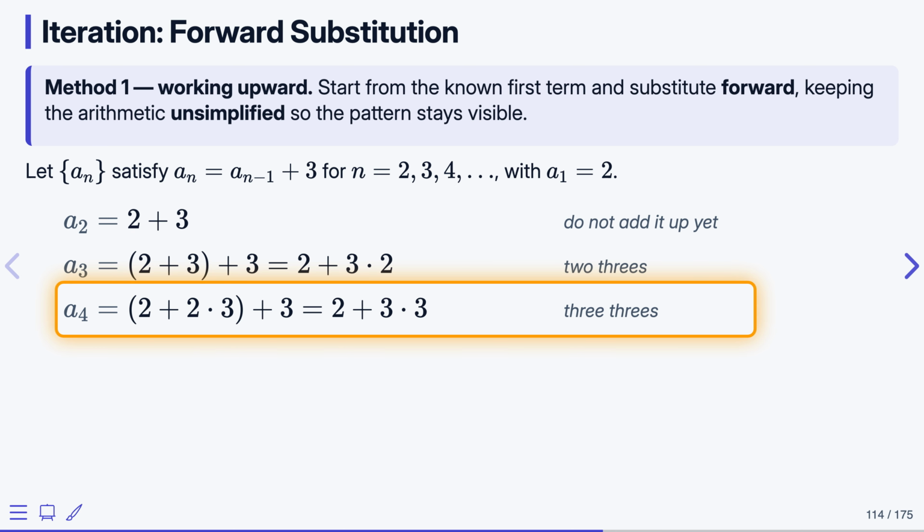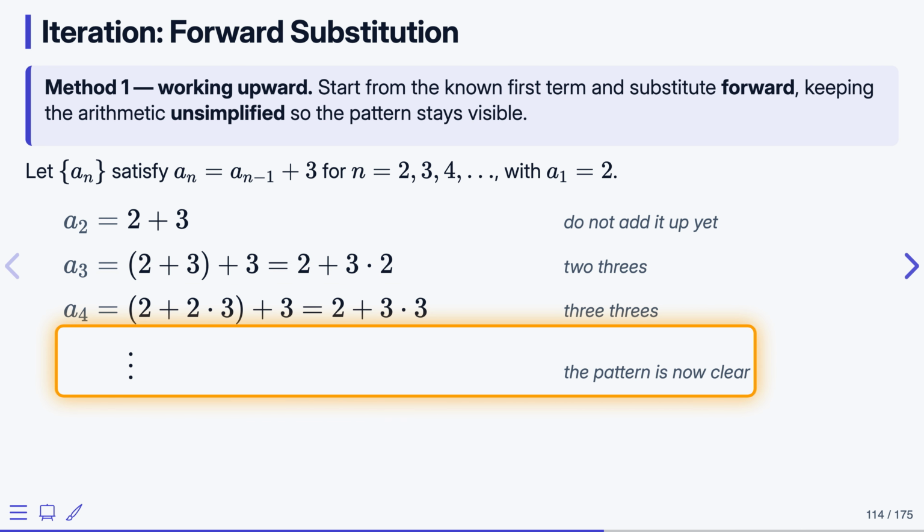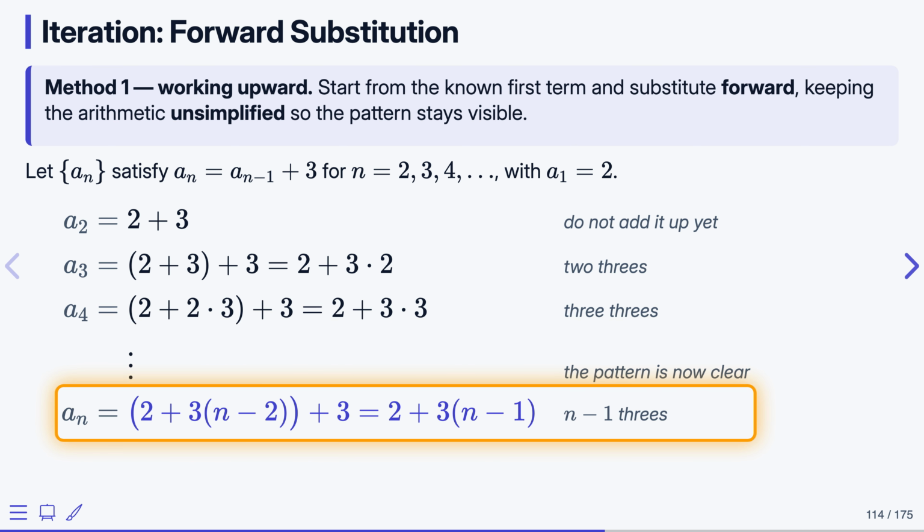We keep the shape 2 plus 3 times something, because that shape is the pattern. Do you see it? The multiplier of 3 is always 1 less than the position. So for a sub n, the multiplier of 3 is n minus 1. That gives a sub n equals 2 plus 3 times, open bracket, n minus 1, close bracket. That is our closed formula.